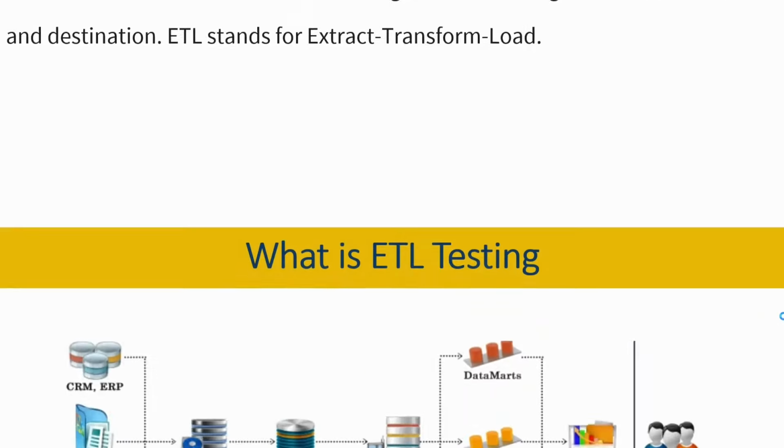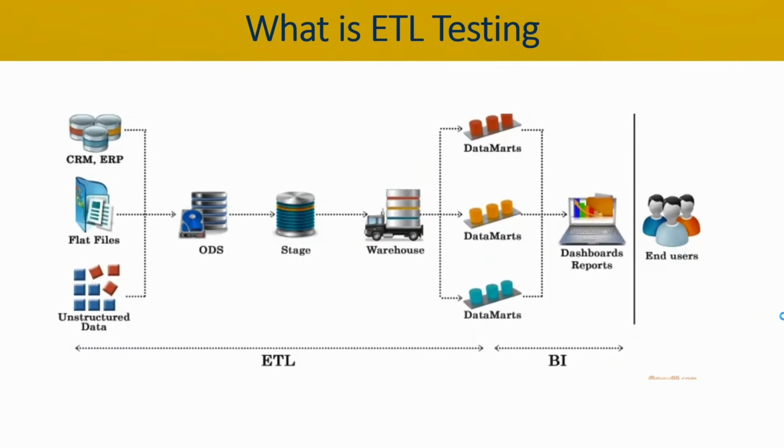Now let's talk in more detail with the help of data visualization. In real time, what will happen? If you see this diagram closely, you are getting the data from a CRM system, you might be getting the data from the ERP, you might be getting the data from customer flat files. The flat files can be CSV files or Excel files, or you are getting the data in unstructured form. What is unstructured data? It can be in the form of images, videos, and text data.